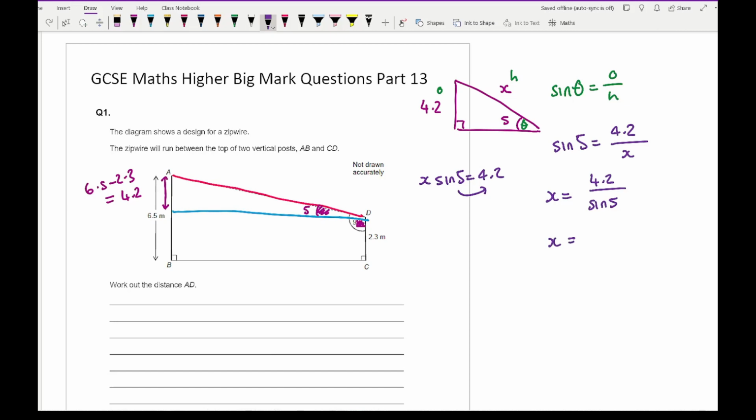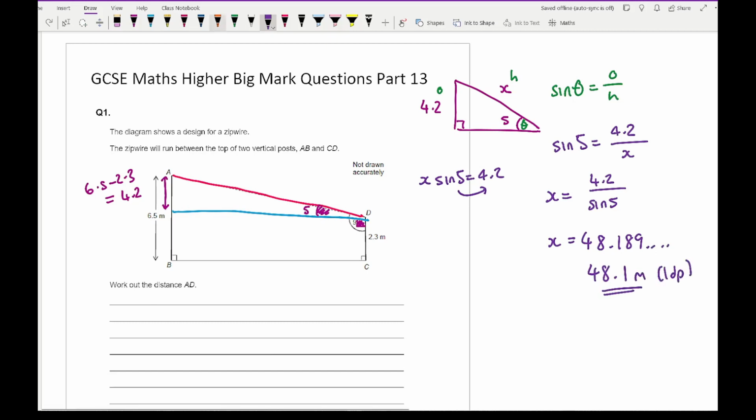And if I type that all into my calculator, I get an answer of 48.1895, and it continues, so I'm just going to say it is 48.1 meters, and that's to 1 decimal place.